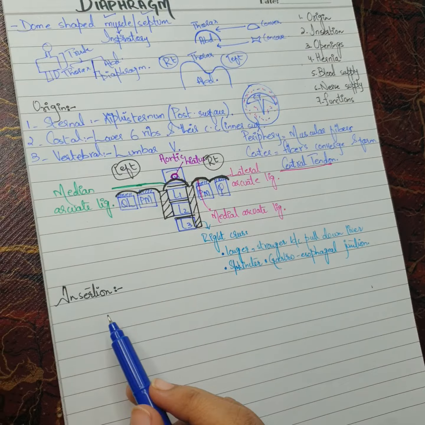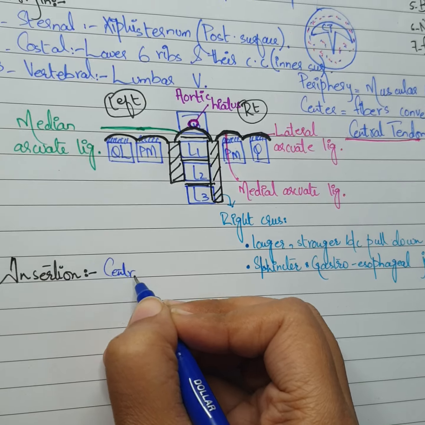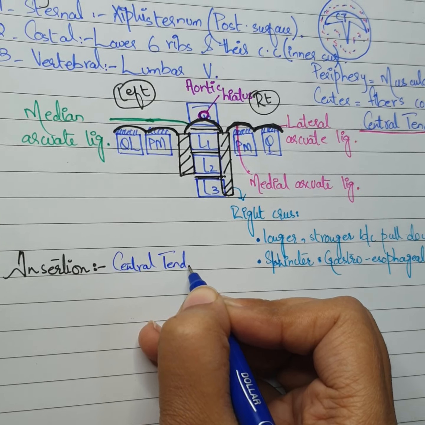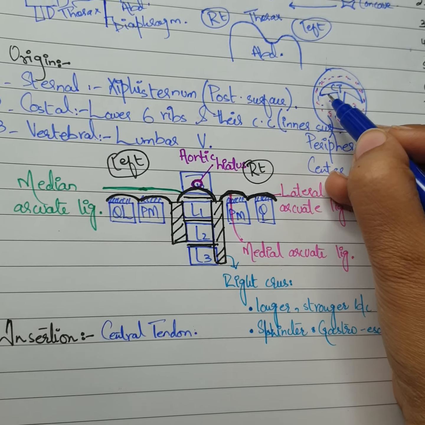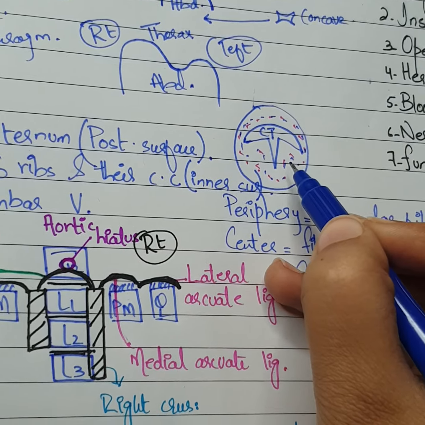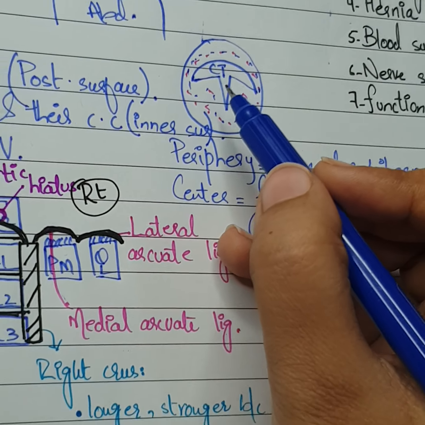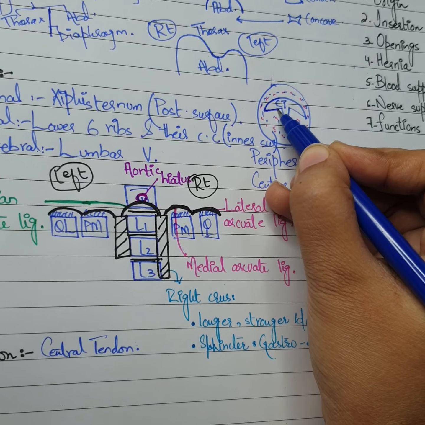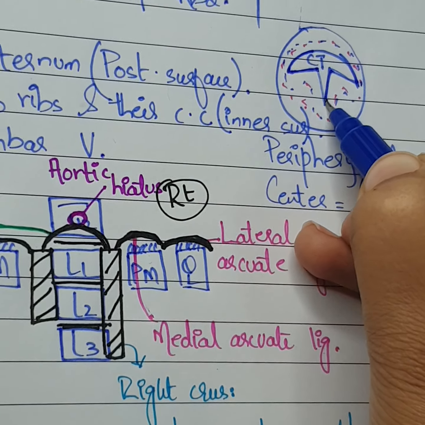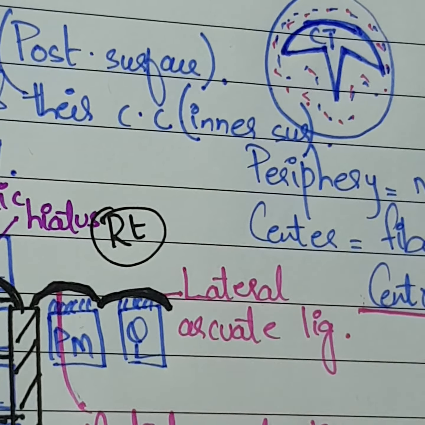Now we talk about the insertion of diaphragm. The insertion of diaphragm is at the central tendon. When we talk about central tendon, I told you that in the peripheral part we have the muscular fibers, whereas in the center of diaphragm all these muscular fibers converge and form the central tendon, and the central tendon is the insertion of the diaphragm. The central tendon is trefoil shaped. It has two lateral leaflets and one in the middle, making a trefoil shape.